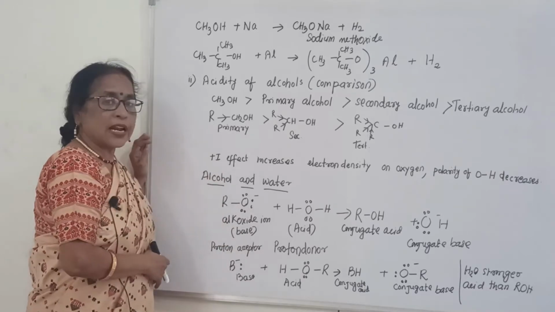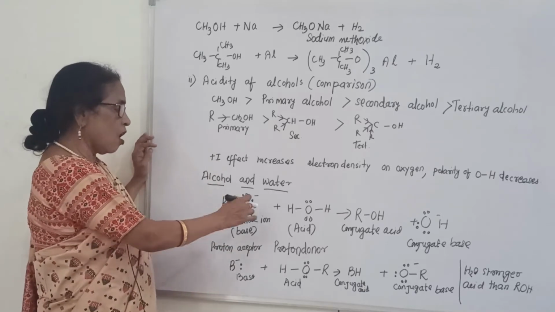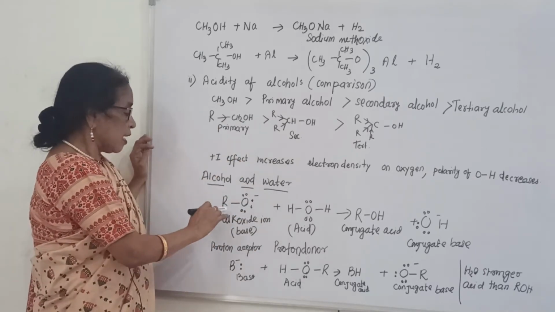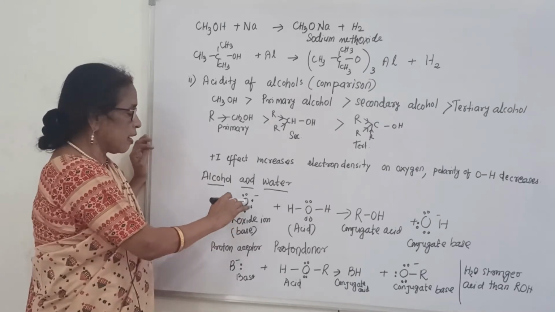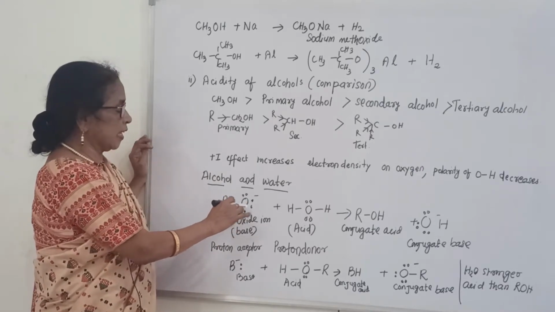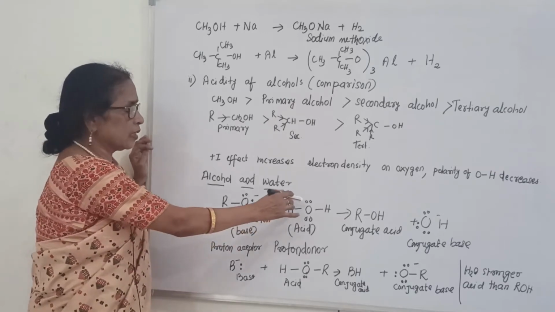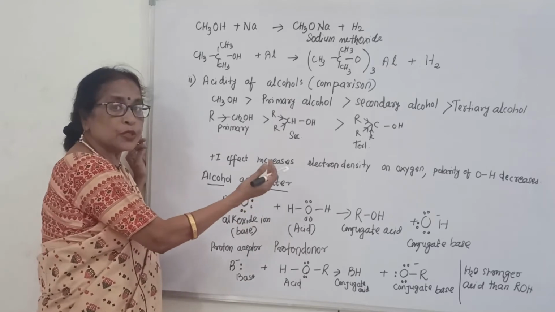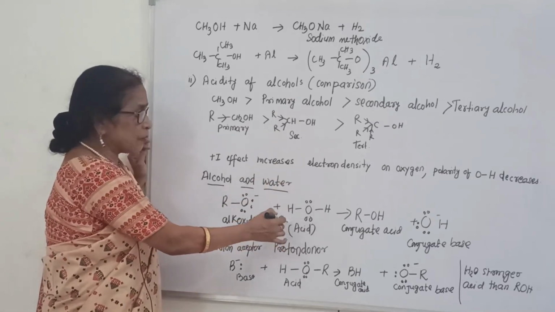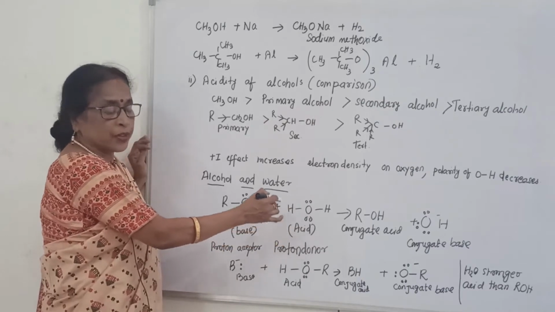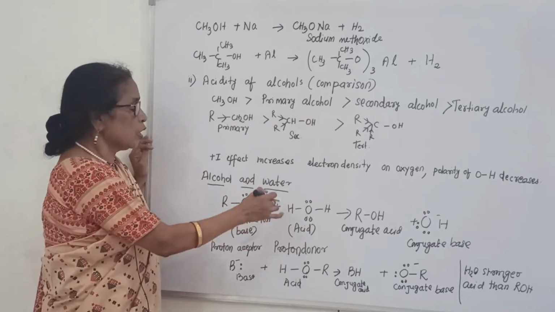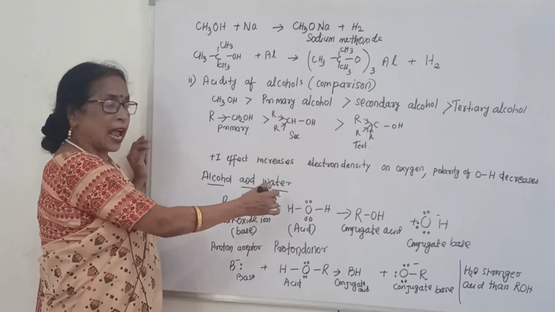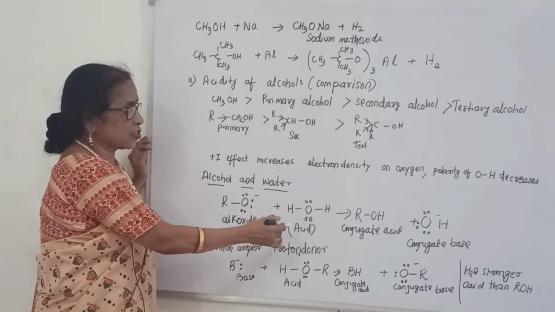How can you compare alcohol and water as proton donors? Alcohol is a proton donor, and water is also a proton donor. This is the alkoxide ion, where oxygen has 3 lone pairs with a negative sign, and water has 2 lone pairs of electrons. Which one is the proton donor, that is, the acid? Water acts as a proton donor, so it is a strong acid. When you compare alkoxide ion and water, water is the strong acid.